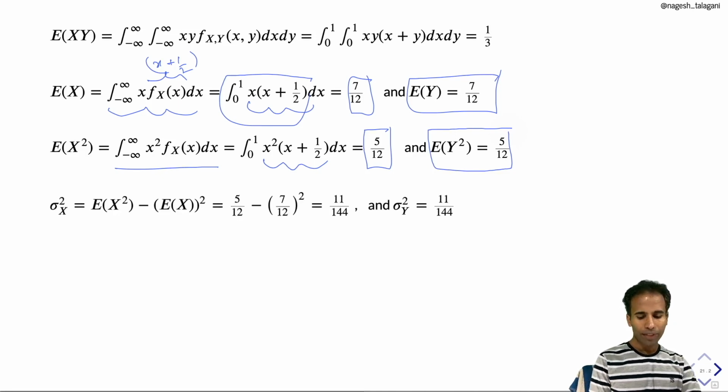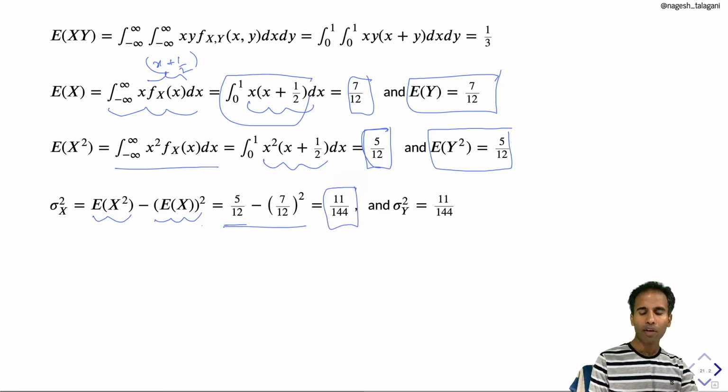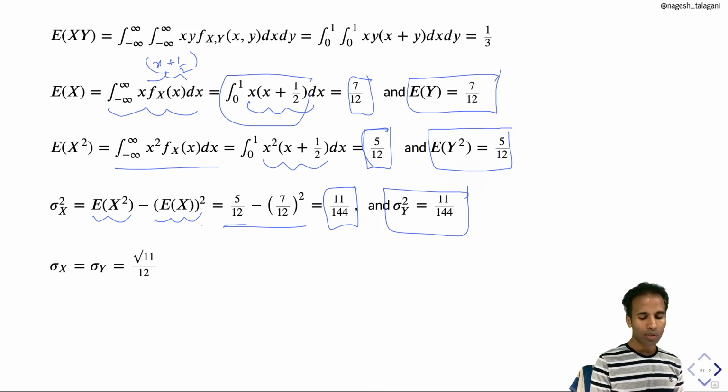The variance of x, sigma x square, is going to be expectation of x square minus expectation of x whole square, that is 5 by 12, which is expectation of x square, minus expectation of x whole square, that is 7 by 12 whole square. So 5 by 12 minus 7 by 12 whole square gets simplified to 11 by 144. So variance of x is 11 by 144. Variance of y also will be the same, 11 by 144. So standard deviation of x and standard deviation of y are both equal to root 11 by 12.